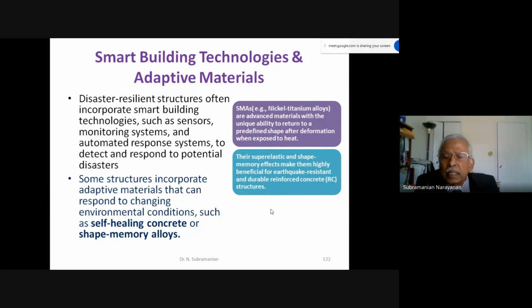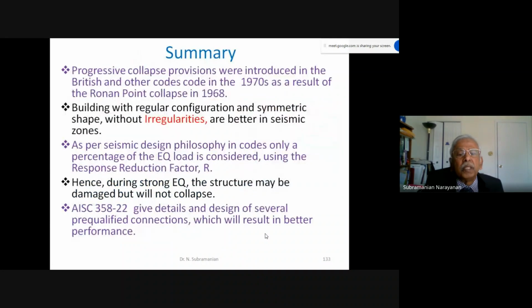Their super elastic and shape memory effects make them highly beneficial for earthquake resistant and durable reinforced concrete structures, but they are very expensive and a lot of research is going on in this area. So after that research, probably we can use these materials extensively.